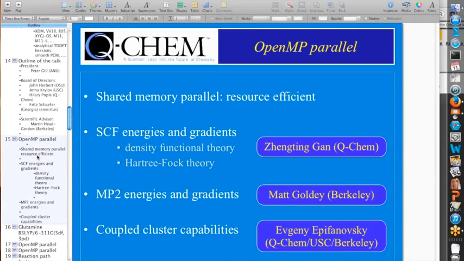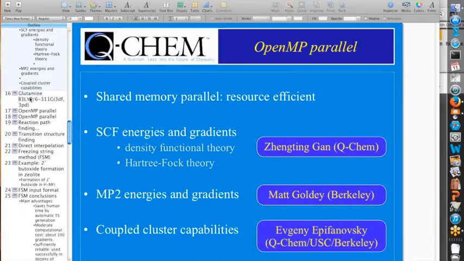So it makes great sense to try to use one node optimally, and that's really the design theme behind our OpenMP capabilities. They come in three different variants, which I will walk through with you over the next several slides. The first is at the self-consistent field level for density functional theory and for Hartree-Fock theory, and this is Zhengting Gan's work. The second is for MP2 energies and gradients. That's Matt Goldie's work. He's in my group at Berkeley. And the third is for coupled cluster theory, and that's primarily Evgeny Epifanovsky's work.